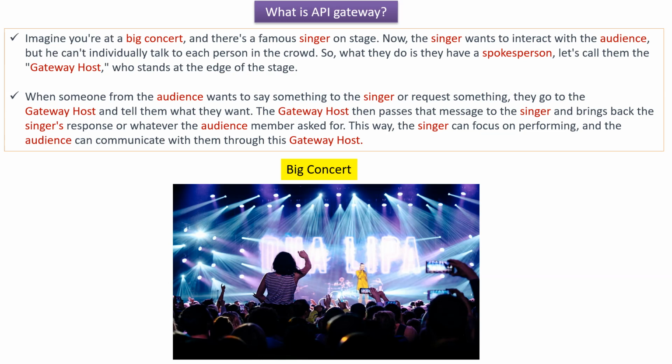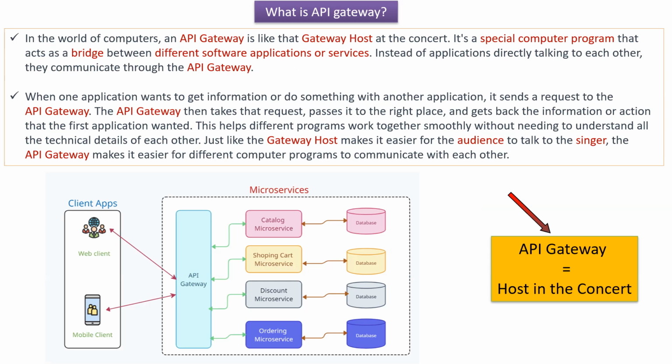When someone from the audience wants to say something to the singer or request something, they go to the gateway host and tell them what they want. The gateway host then passes that message to the singer and brings back the singer's response or whatever the audience member asked for. This way, the singer can focus on performing and the audience can communicate with them through this gateway host. In the world of computers, an API gateway is like the gateway host at the concert.